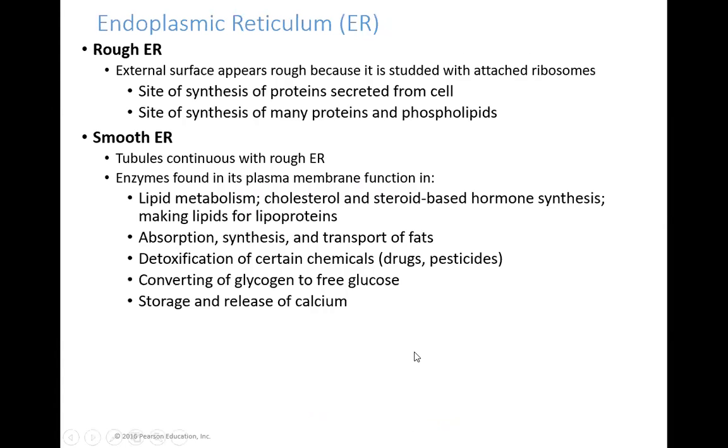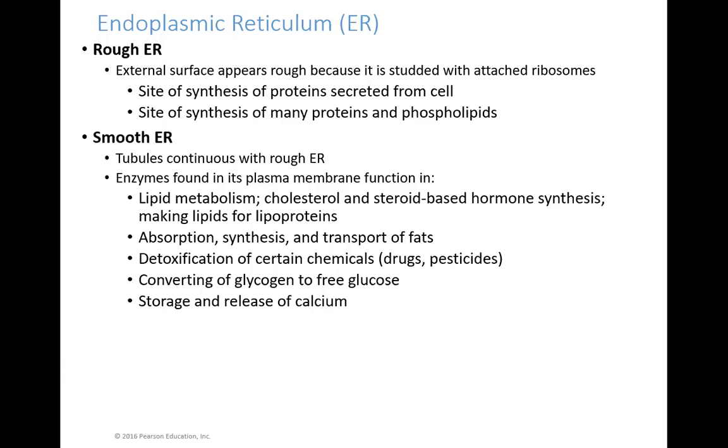Okay, now, rough ER. Protein synthesis takes place in the rough ER. We make all of our proteins there, or most of our proteins, and most of our phospholipids. The instructions come out of the nucleus on the messenger RNA. Messenger RNA makes a copy of the instructions off of the DNA, goes out to the ribosome and goes to work. Now the smooth ER is totally different. The smooth ER is continuous with the rough ER. So the rough endoplasmic reticulum with its ribosomes has openings directly into the smooth ER.